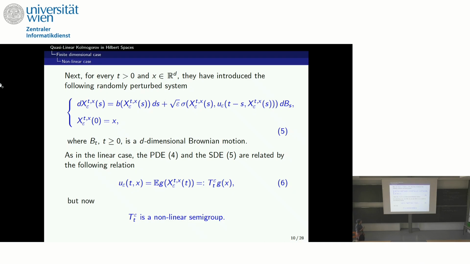And so that's why, at the beginning, the title of the talk is about quasi-linear Kolmogorov equations, and it is about nonlinear random perturbation. The nonlinearity is related to the fact that now the transition semigroup is no longer linear.